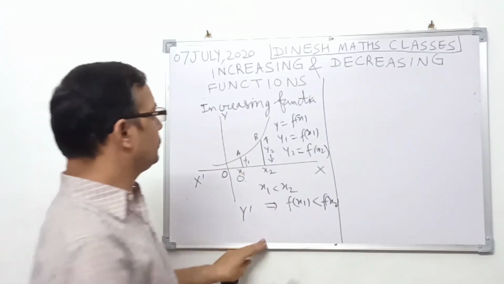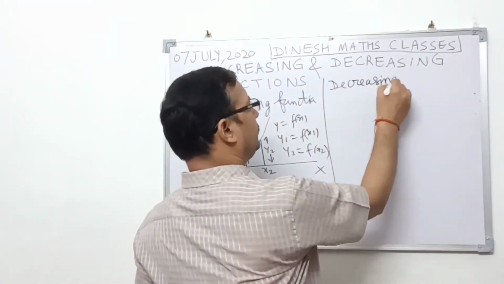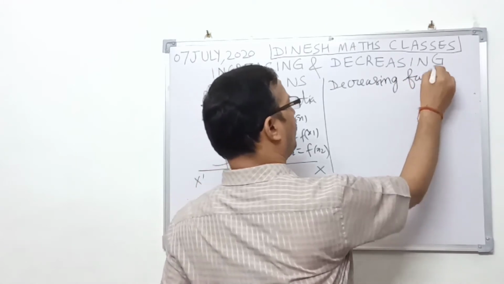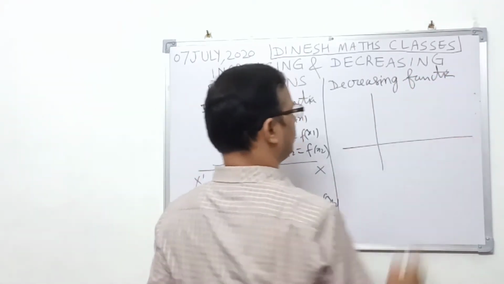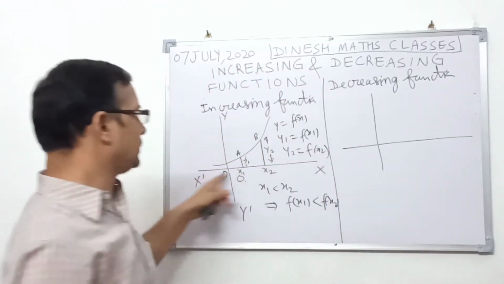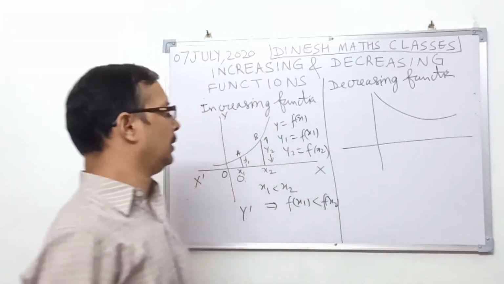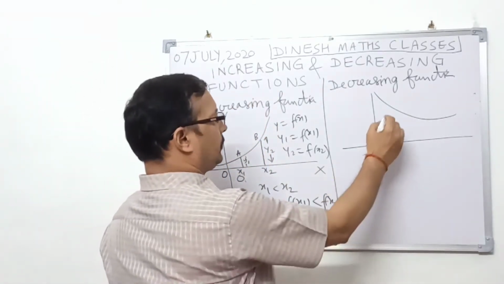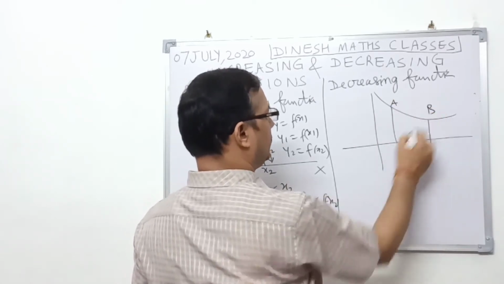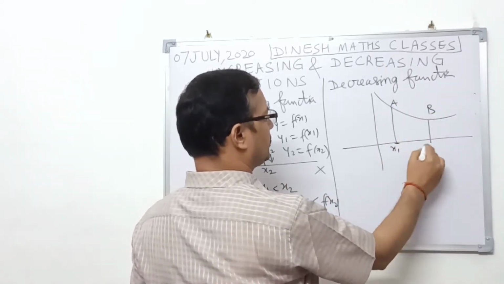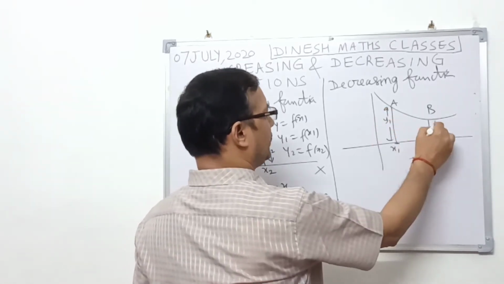And now see the opposite situation for a decreasing function. Here you can have a graph like this, which is a falling graph. This was the rising graph and now you will have a falling graph like this. Suppose you take two points on this graph, A and B. Here the x coordinate is x1, here the x coordinate is x2. This is y1 and this is y2.